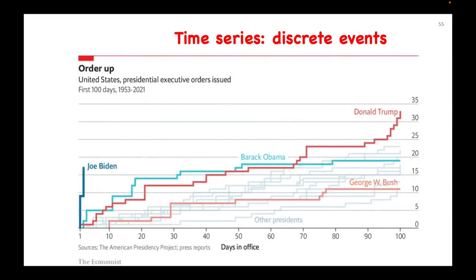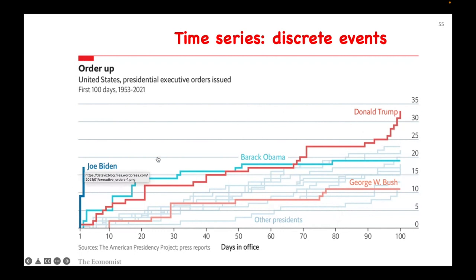Okay, so if we've got discrete events, we can also use time series. So here we've got executive orders made by presidents of the United States, looking, okay, this is from a year ago, looking at the last four: George Bush, Barack Obama, Donald Trump, and Joe Biden. You can see he'd only been in office for a few days, but he'd done an awful lot of executive orders, and I think a lot of those were undoing things that were done here.